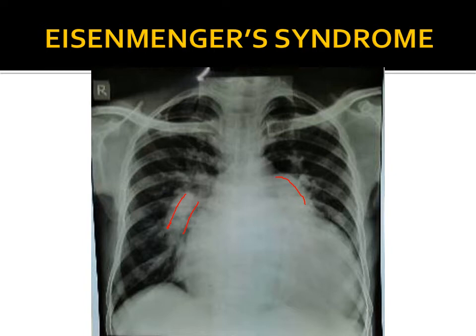Chronic exposure of the pulmonary arterial system to high pressure and high flow of blood results in increased vascular resistance, as a result of which there is right ventricular hypertrophy and reversal of shunt. That is, the left to right shunt becomes right to left. And there is also pulmonary oligemia.